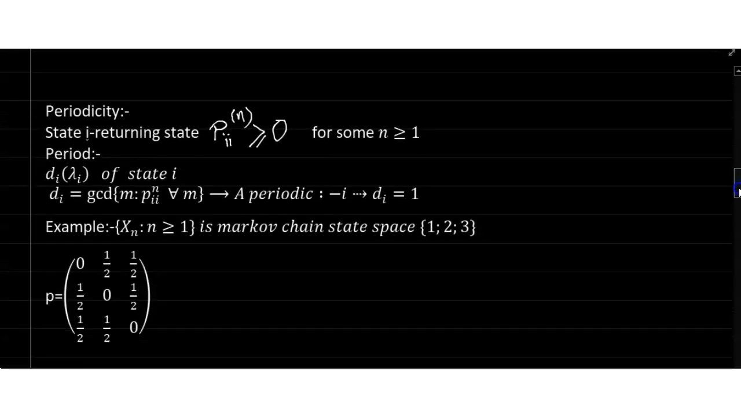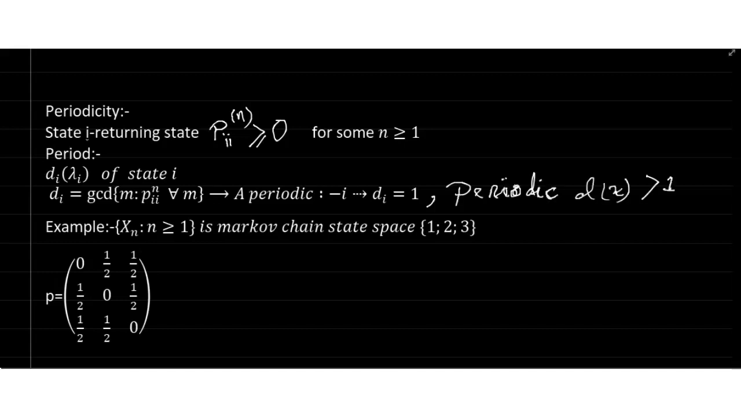Now we will go to periodicity. Periodicity of state i. Now we will discuss what is periodic and aperiodic. State j returning state, Pii^(n) greater than or equal to 0.